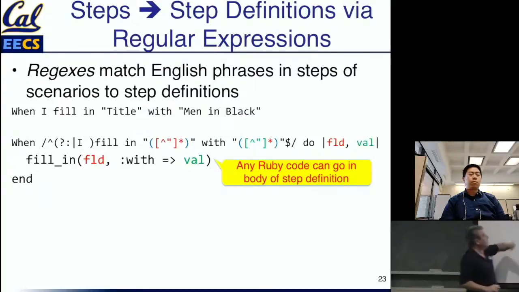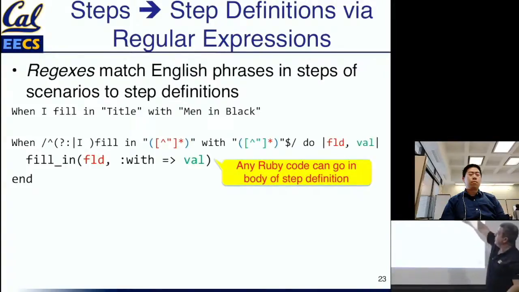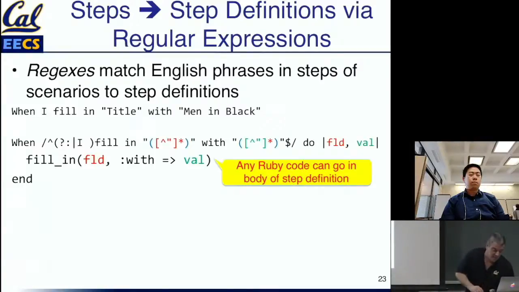And when I find it, I will execute whatever the body of the definition is, and I conveniently allow you to capture things that were in the original step and pass them as arguments, basically. Right? That's the essence of what's going on here.